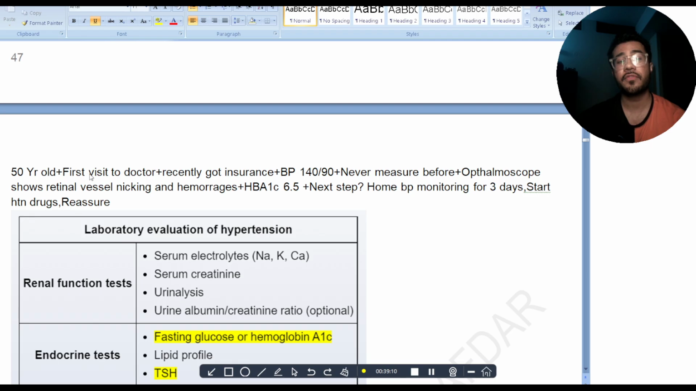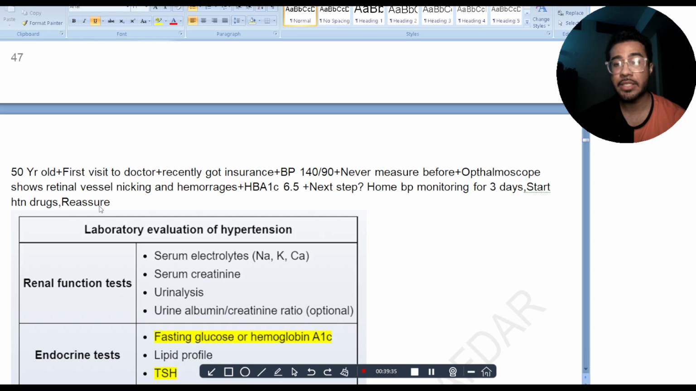So, a 50-year-old, first visit to the doctor, recently got insurance, that's why it's his first visit. BP is 140/90, never measured before. Ophthalmoscope shows retinal vessel nicking and hemorrhage, HbA1c 6.5. Next best step. So what is the answer here? The options are home BP monitoring for 3 days, start hypertensive drugs, reassurance.